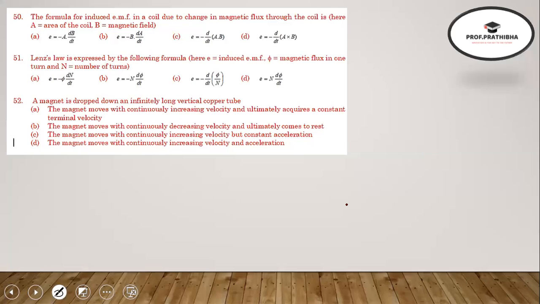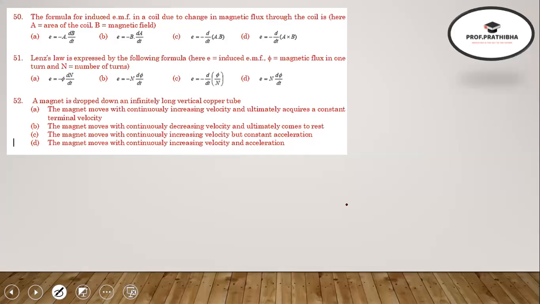52 answer is going to be A, because here it's a combinational question of eddy's current and Lenz's law. So if the bar magnet is going to fall vertically through this copper tube, then you have to think, what will happen. The magnetic flux, which is linked with that copper tube, it will change, right? The magnetic flux is going to change because now suddenly a magnet has been introduced, and eddies current are going to happen in the tube.